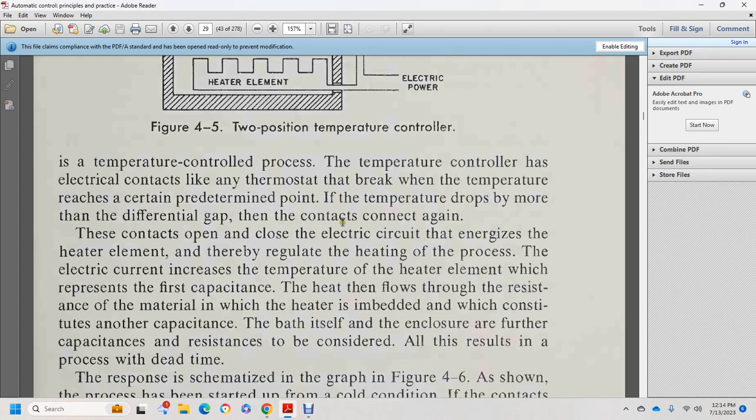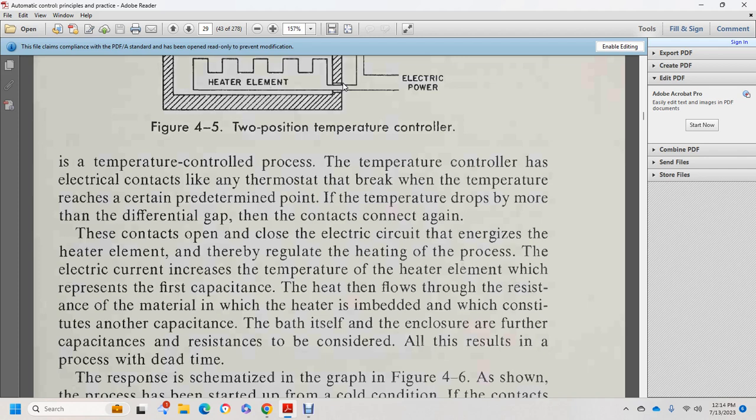Again, with contact closure, the electrical switch supplies energy to the heater element, thereby increasing the temperature of the heater element with the heat flow and the resistance of the material. The heat is also embedded, constituting another capacity with the bath itself and the enclosure.